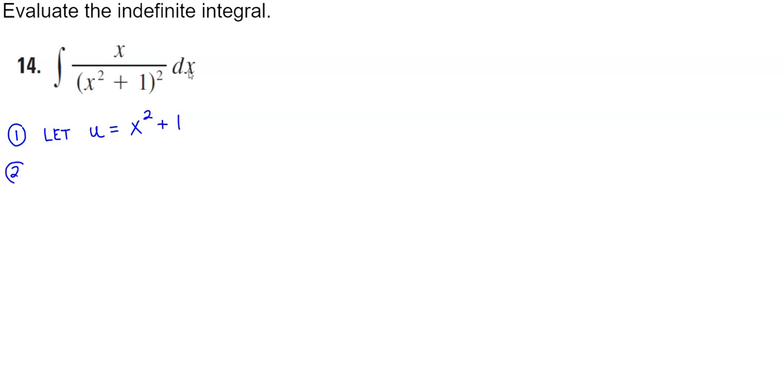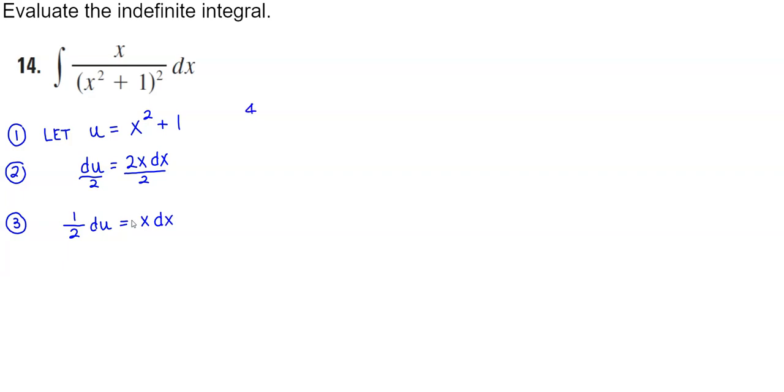Now in step 2, we're going to take the derivative of both sides. So we have du, which is equal to the derivative of x squared, which is 2x dx. And we know that the derivative of 1 is 0. Now if you look here in the numerator, we have x times dx, which is what we have here. So this 2 needs to be brought to the other side of the equation. In order to do that, we're going to divide both sides by 2. So therefore we end up getting 1/2 du, which is going to equal x dx.